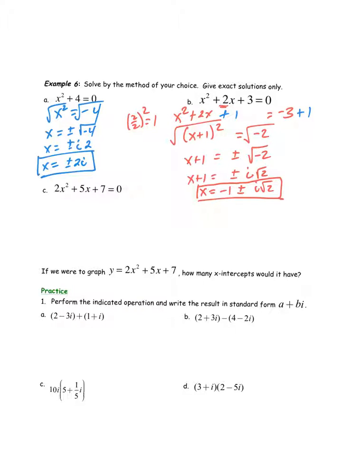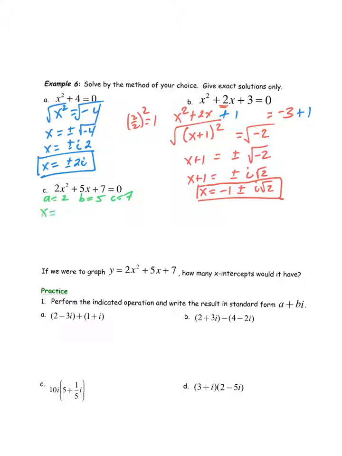The last example, let's solve this one by using quadratic formula. It's not going to factor. I don't want to complete the square when the leading coefficient isn't 1. So we'll use the quadratic formula. We have a is 2, b is 5, and c is 7.